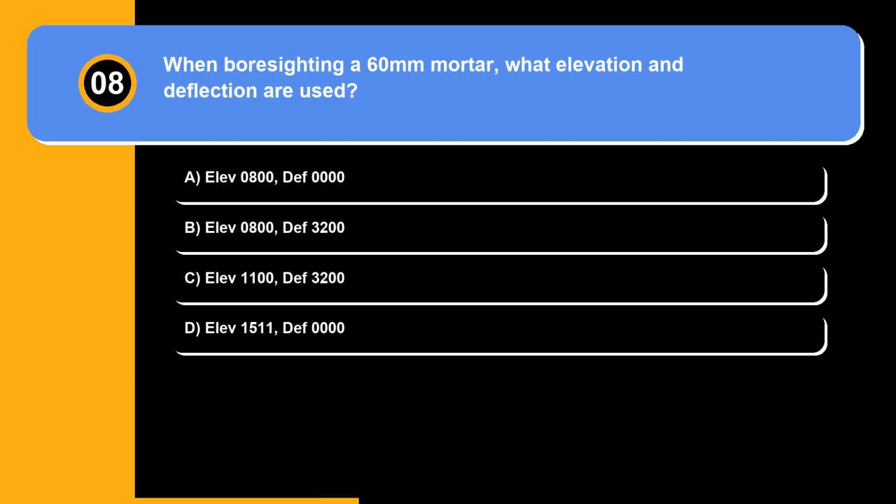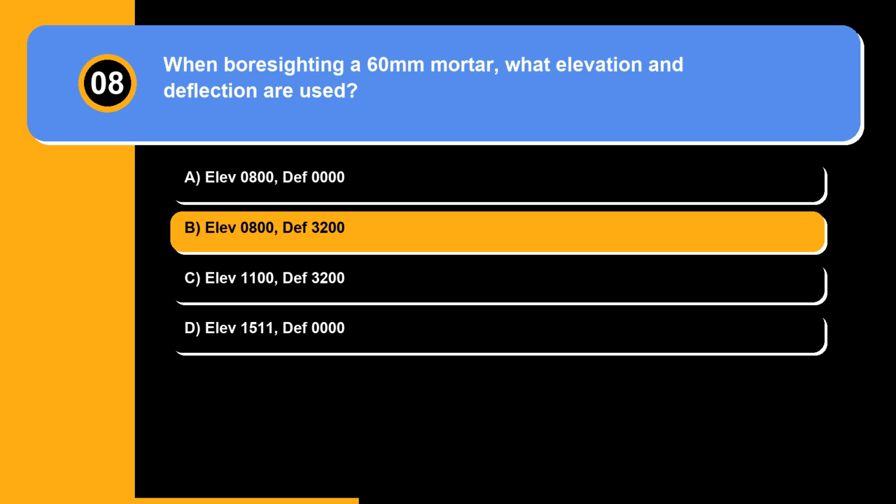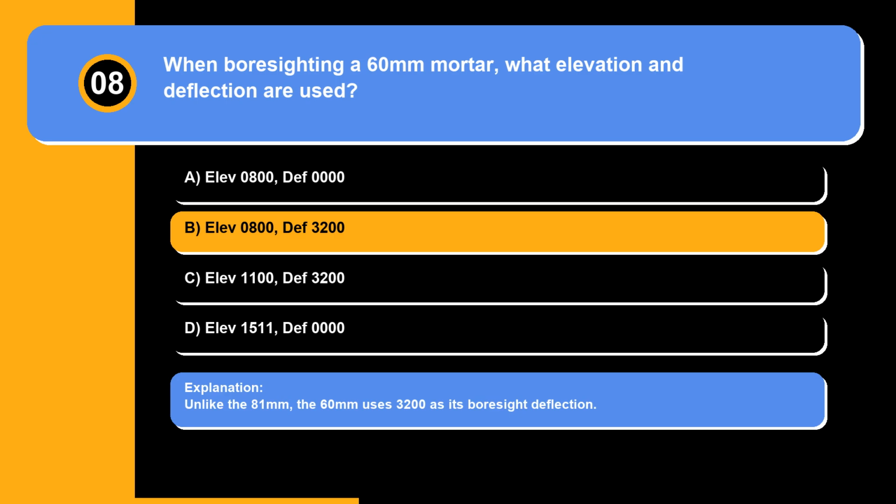Question 8. When bore sighting a 60mm mortar, what elevation and deflection are used? A. Elevation 0800, deflection 0000, B. Elevation 0800, deflection 3200, C. Elevation 1100, deflection 3200, or D. Elevation 1511, deflection 0000. The correct answer is B. Elevation 0800, deflection 3200. Unlike the 81mm, the 60mm uses 3200 as its bore sight deflection.